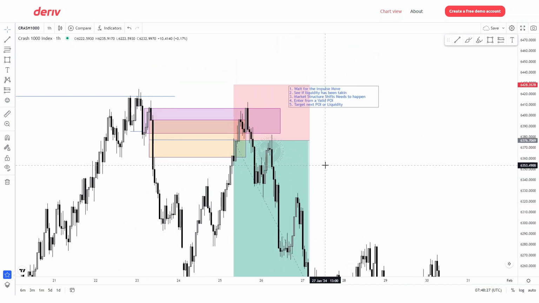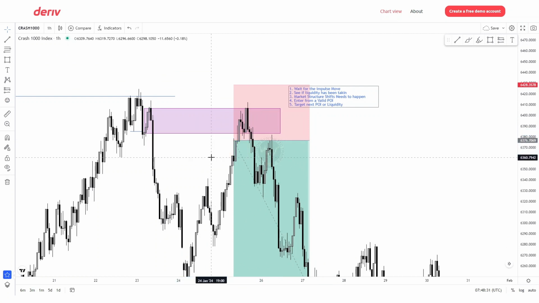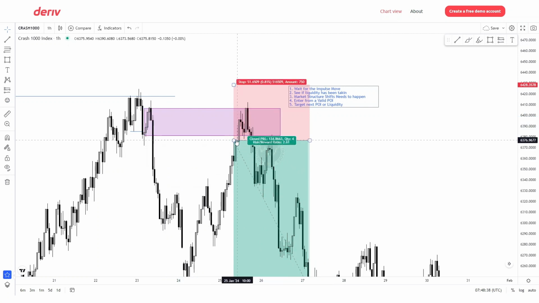Two till 6 risk to reward, much better. Let's say you don't enter on the fair value gap and you want to only enter from order blocks. And you only want to enter from order blocks.